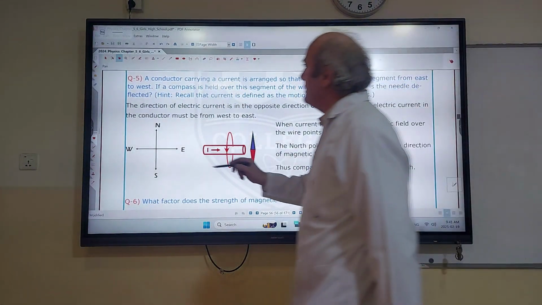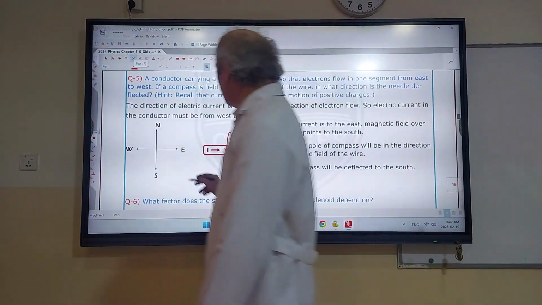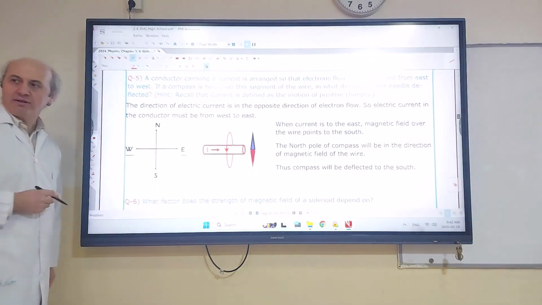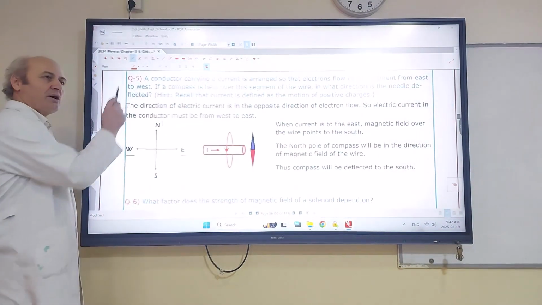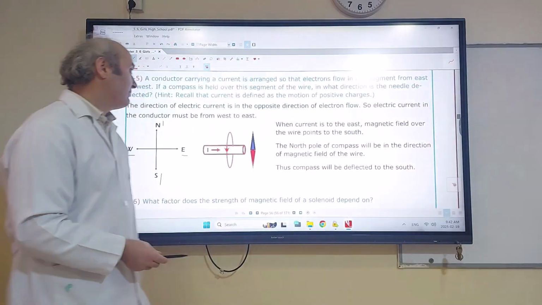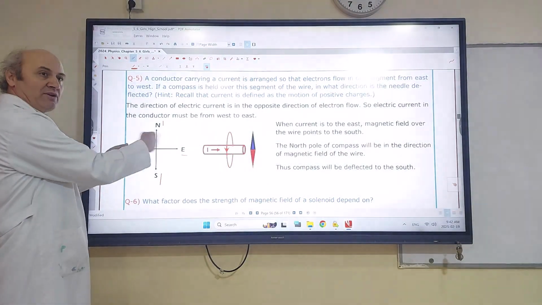So this is the third set: east, west, north, south. East is to the right of your page, west is to the left of your page, north is the top of your page, south is the bottom of your page.